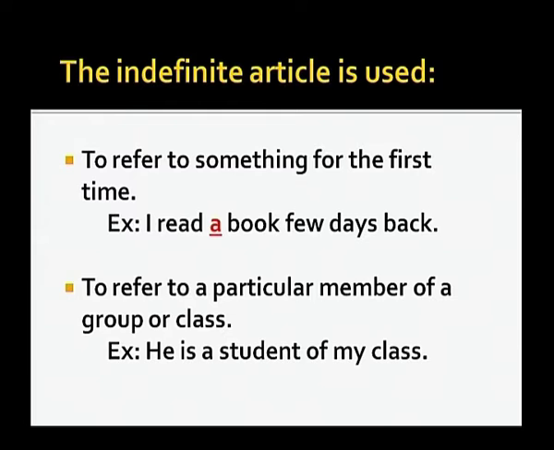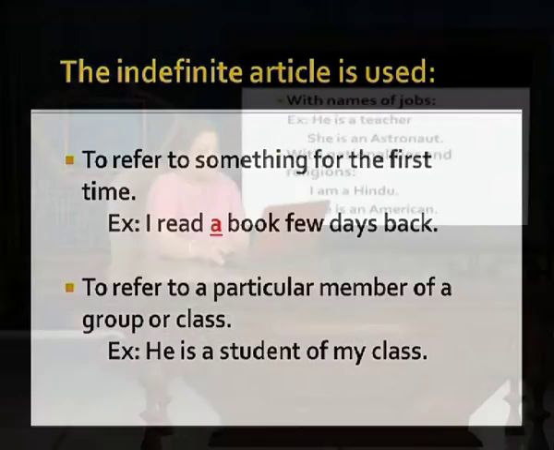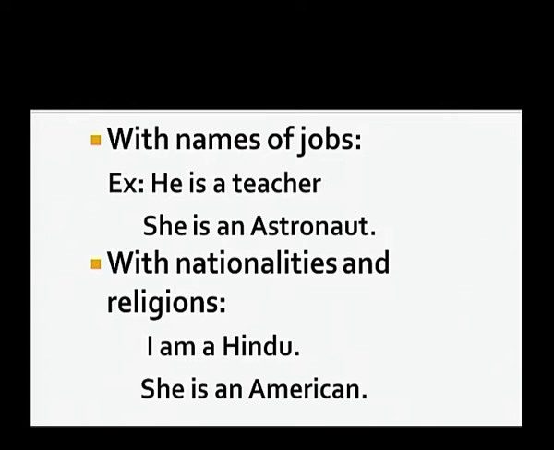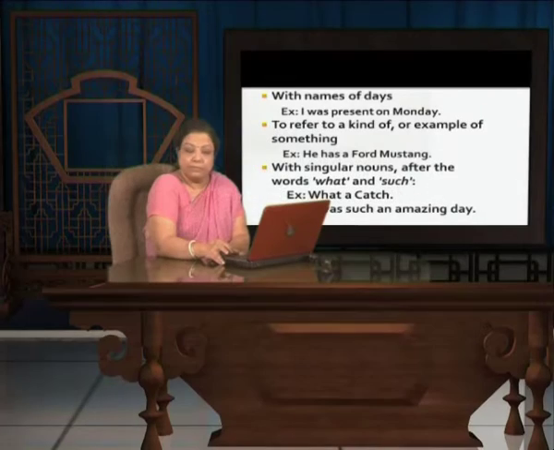Let's see the situations. First, a very important situation is to refer to something for the first time. I read a book a few days ago. To refer to a particular member of a group or a class, we say he is a student of my class. Of course, we use it with the names of jobs: he is a teacher, she is an astronaut. For nationalities or religions, we say I am a Hindu, she is an American.